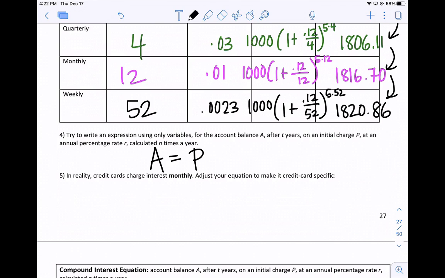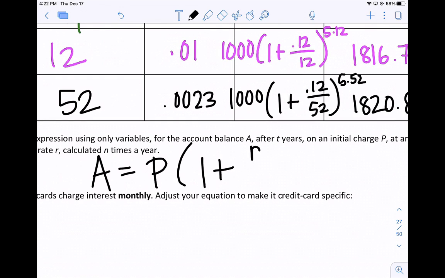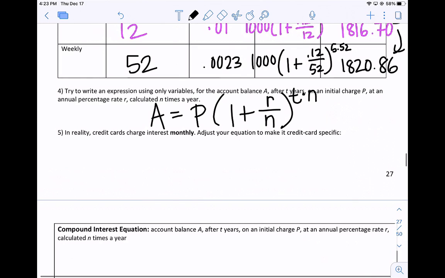Okay, so starting value is P times 1 plus, because it's increasing, 1 minus if it's decreasing. And then it was your interest rate, so the 0.12, the interest rate as a decimal, divided by the number of times per year you're compounding the interest, times the number of years, again, times the number of times per year you're calculating it. All right, so again, it tells us what everything stands for. A is the account balance, P is the initial value, R is the rate as a decimal, N is the number of times per year they're calculating the interest, and T is the number of years.